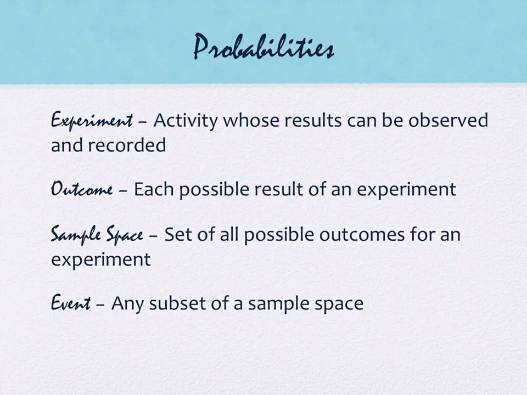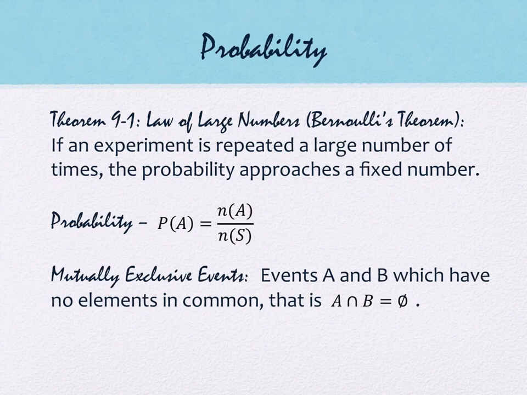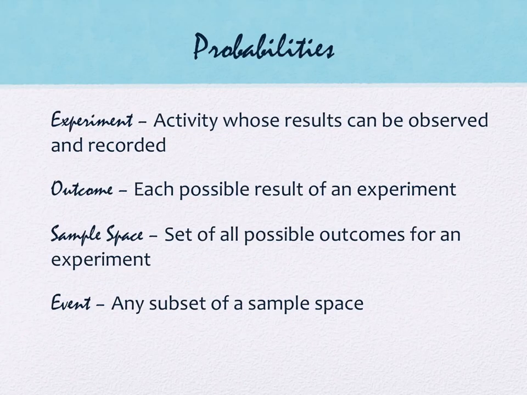An outcome is each possible result of an experiment, just the things that could have happened or that could happen. A sample space is a set of all possible outcomes for an experiment. And then an event is any subset of a sample space. Let me make a pause real quick here and give you an example of an experiment and what some of these things would look like.